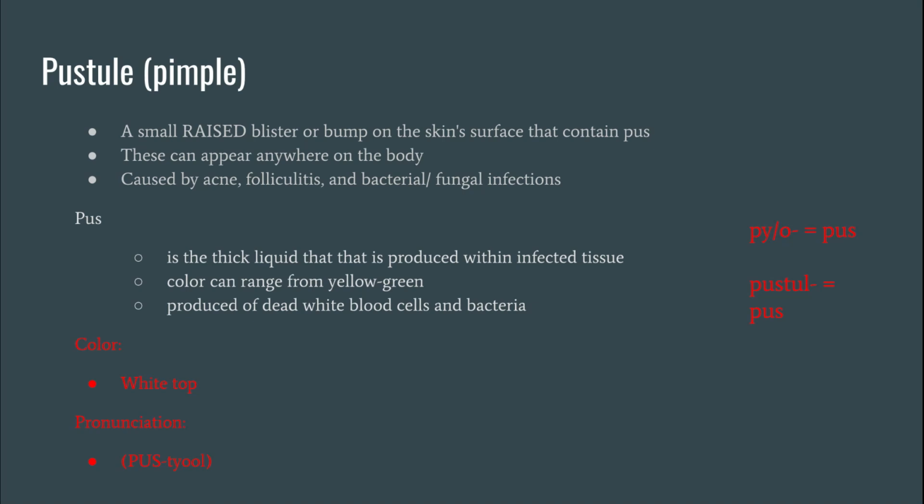Pustule, most commonly known as a pimple, is a small pus-filled sore on the skin. Pustules may be caused by skin conditions, medications, infections, and other variants of causes. Pustules are visible to the eye, and you may see a white or yellow center. This is that pus-filled sore. Pus is the thick liquid that is produced within infected tissues.